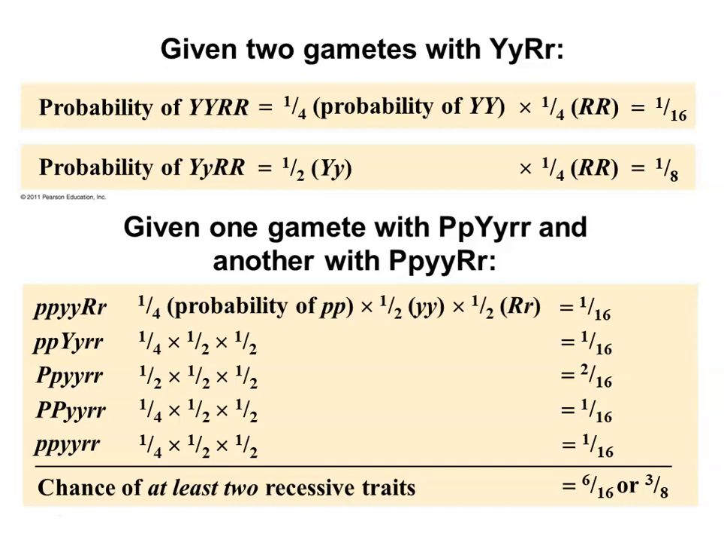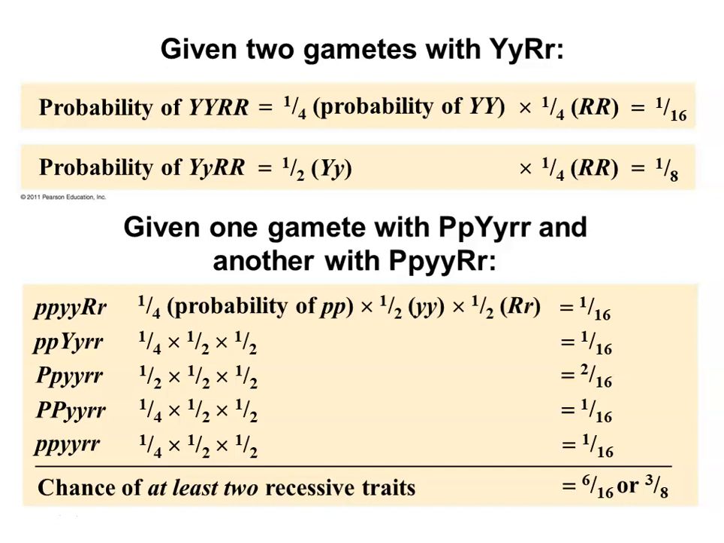Why is it that you can't have little p, little y, big R? Because one of your gametes did not have any dominant R alleles. And it would be the same way with Y. Because for P, both gametes were heterozygous for those alleles, that's why you had the 3 different combinations for P with the recessive alleles Y and R.